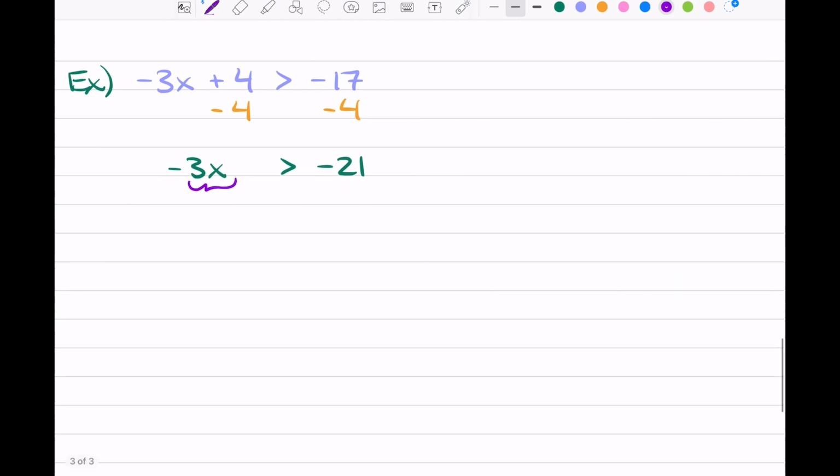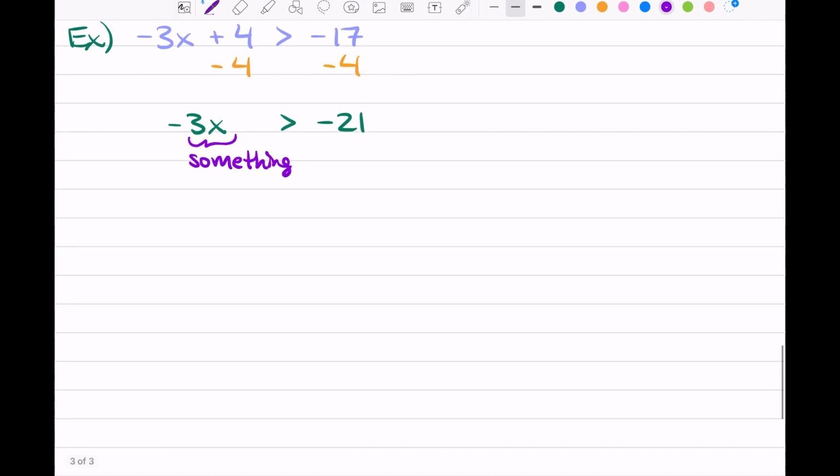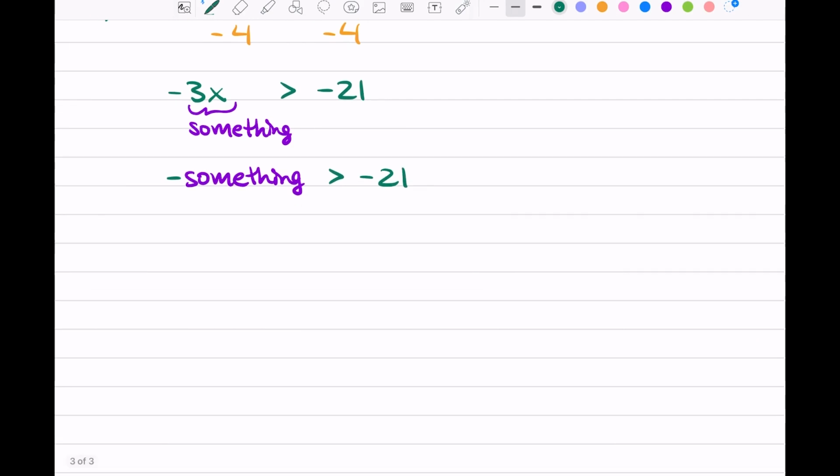If x is a number, any number, 3 times that is also a number. So let's just say it's some number in disguise. Let's just call this something. 3x is some number, something. We don't know what it is. And that means we're going to rewrite this equation as negative something is greater than negative 21. So we have negative something, some number, 3x, is greater than negative 21.